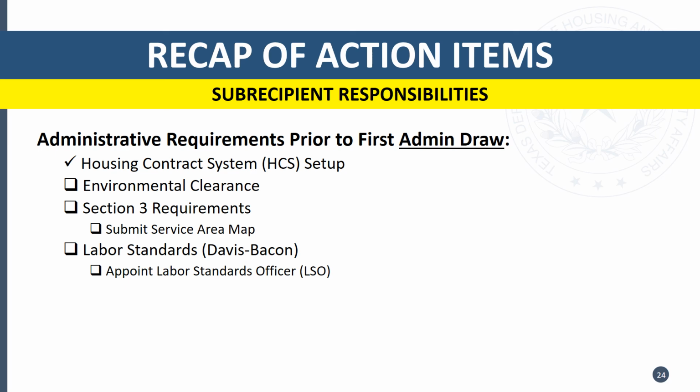This slide provides a recap of the action items and what needs to be done prior to the first admin draw. They include the housing contract system, also referred to as HCS. This action item has already been completed, and we will host another webinar with each subrecipient to discuss HCS and how to properly submit admin and project draws. The next one is an environmental clearance. Following that is Section 3 requirements that require submission of the service area map. And lastly, the Davis-Bacon labor standards, which also includes appointing a labor standards officer, aka LSO.